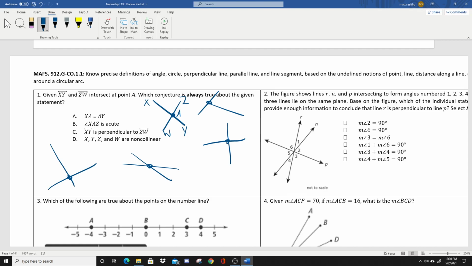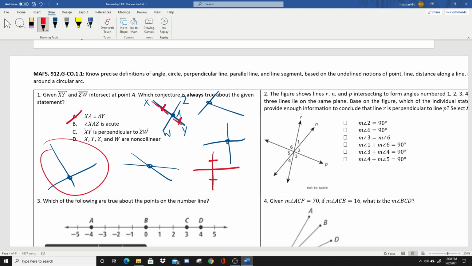So if we have XA equals AY, for this one, XA is right here, AY is here. Doesn't look like they're equal, right? They would be saying this is the exact length as this. I mean, it could be. I could draw them like this, perfectly splitting this in half, but it doesn't have to be. So that's not true.